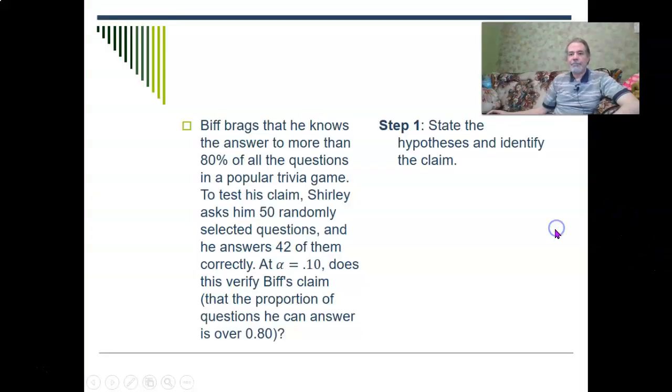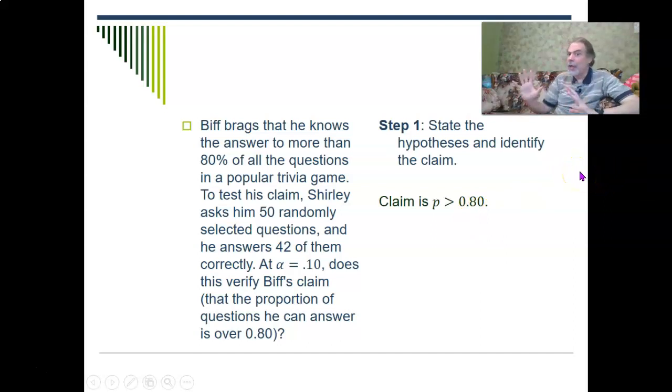In other words, his claim that the proportion of questions he can answer is over 80%, over 0.80. So, step 1, state the hypotheses and identify the claim. The claim that we're testing here is that Biff knows the answer to more than 80% of the questions in the trivia game. So it's a claim about a proportion, or a percent. It's about p. Specifically, it's that p is greater than 80%, which in decimal form would be 0.80. So that's the claim.